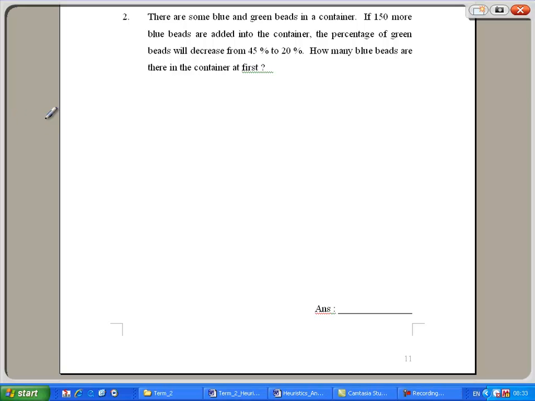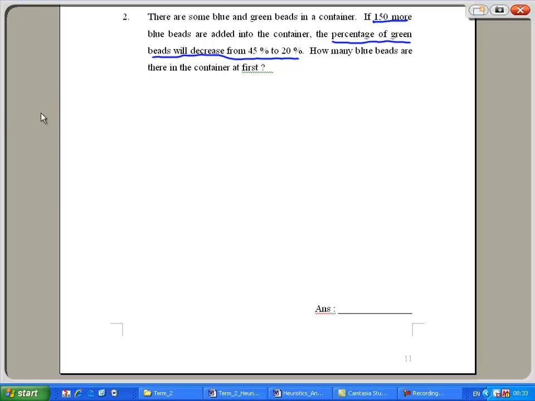There are some blue and green beads in a container. If 150 more blue beads were added into the container, the percentage of green beads will decrease from 45% to 20%. How many blue beads are there in the container at first?